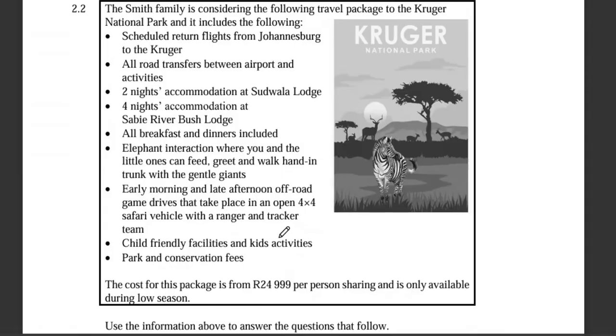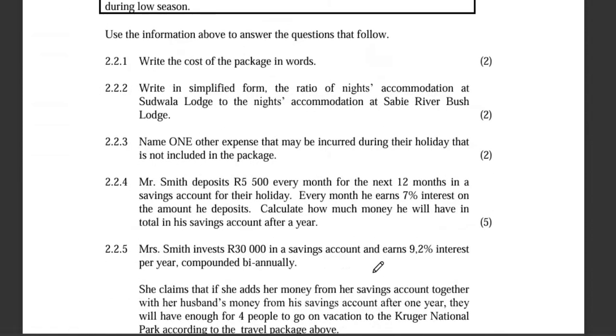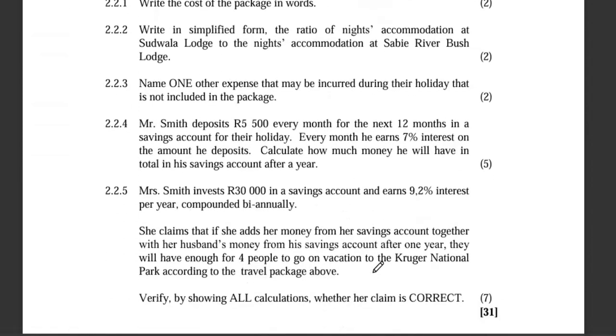Children-friendly facilities and kid activities, park and conservation fees. The cost for this package is 24,999 per person sharing, and is only available during low season. Okay, we come to 2.2.1.